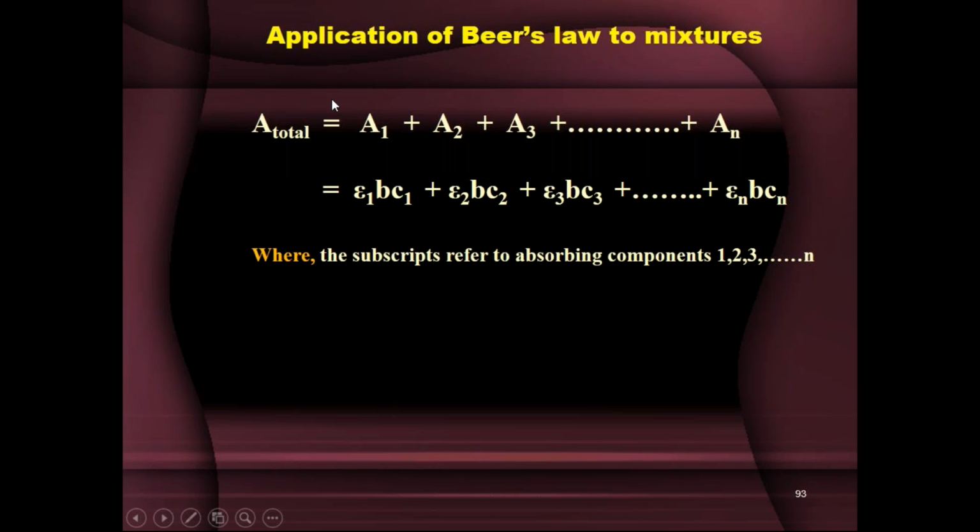In that case, we would have to make use of this formula, because when we measure the absorbance, you will get the total absorbance of the solution at that given wavelength. And that A total would be the sum of absorbances of individual components in the sample. Here I have given A1 plus A2 plus A3 till An, for any number of components, where 1, 2, 3 refer to the absorbing components. So suppose you have only 3 components: A1 plus A2 plus A3.